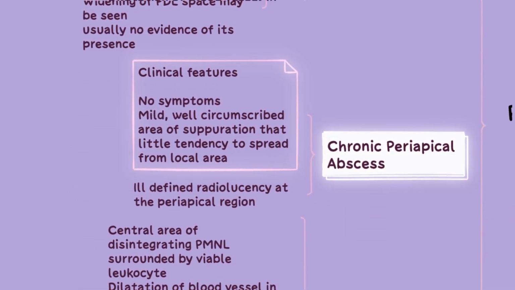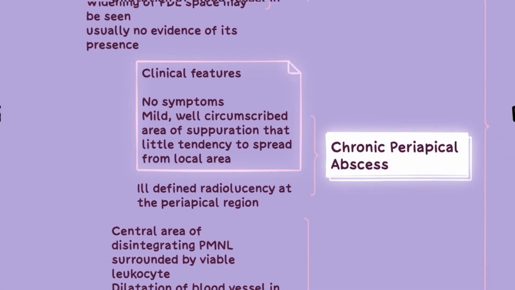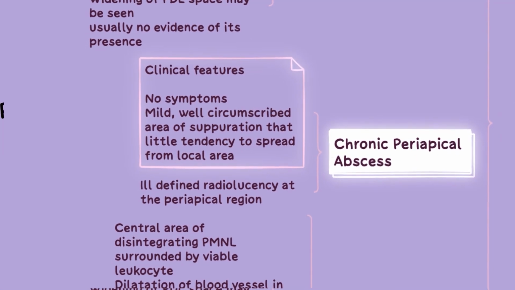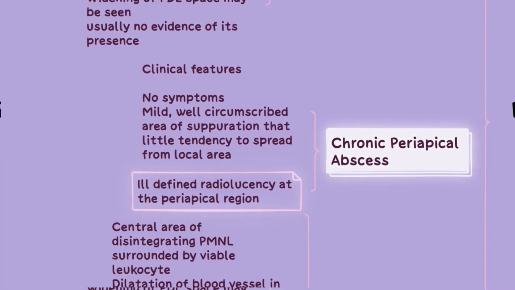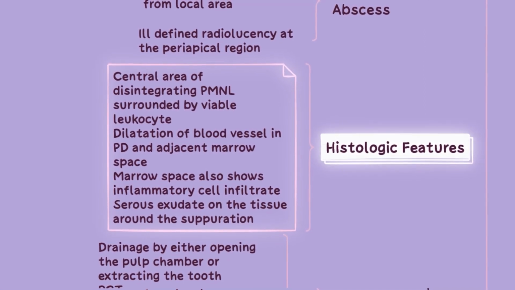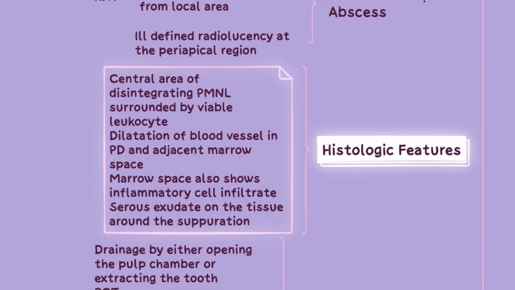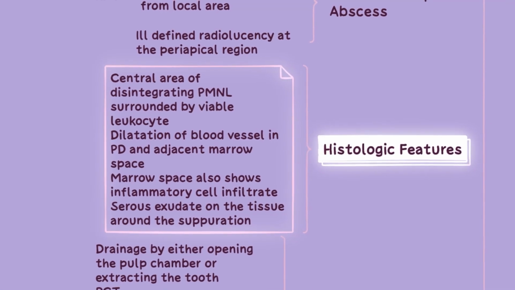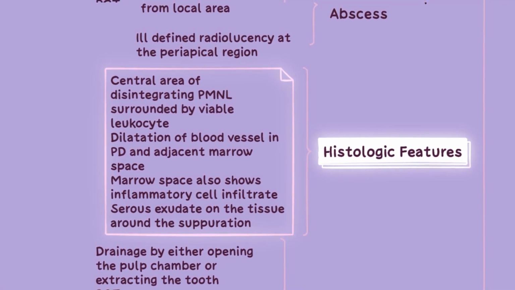Clinical features of chronic periapical abscess are that it is often asymptomatic with no symptoms. There is a mild, well-circumscribed area of suppuration with little tendency to spread from the local area. An ill-defined radiolucency is observed at the periapical region on radiographs. Histologically, the central areas show disintegrating polymorphonuclear leukocytes surrounded by viable leukocytes. Dilation of blood vessels in the periodontal ligament and adjacent marrow space is seen. The marrow space also exhibits an inflammatory cell infiltrate. There may be serous exudate in the tissue surrounding the suppuration.